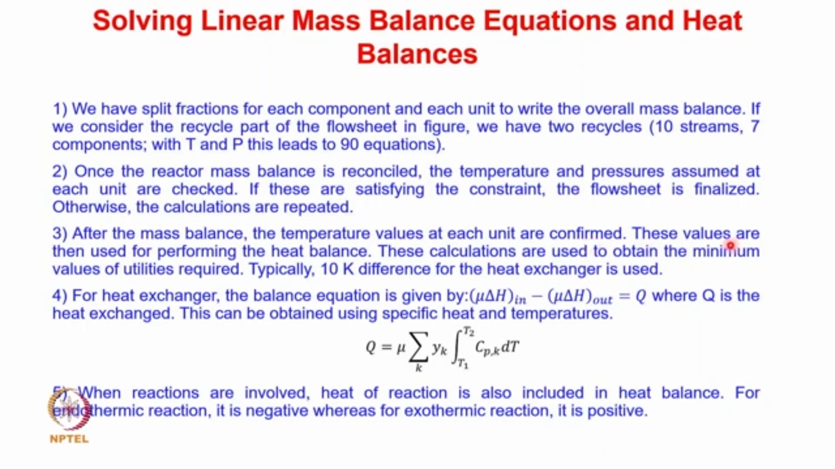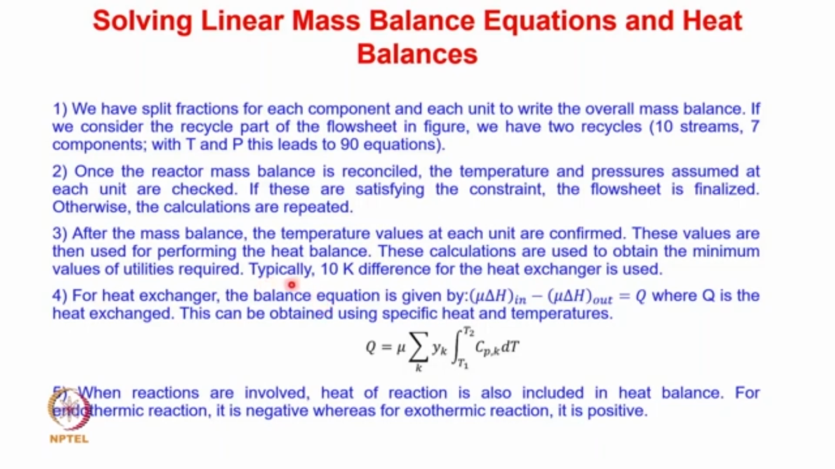These values are then used for performing the heat balance. So once we know the temperature of each unit, we know how much heat is required to be added or how much heat needs to be removed. So based on that we can find out the minimum values of the utilities required. So this is what we are going to do in the heat balance, isn't it?